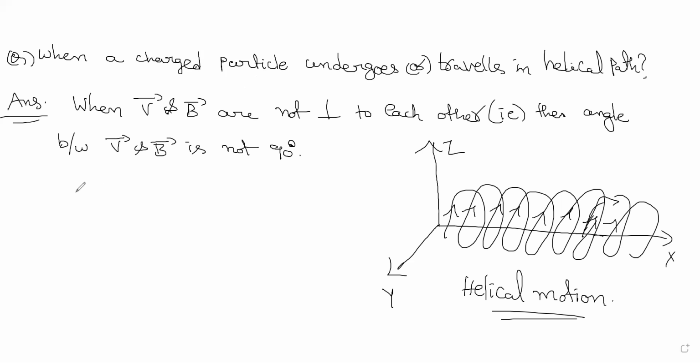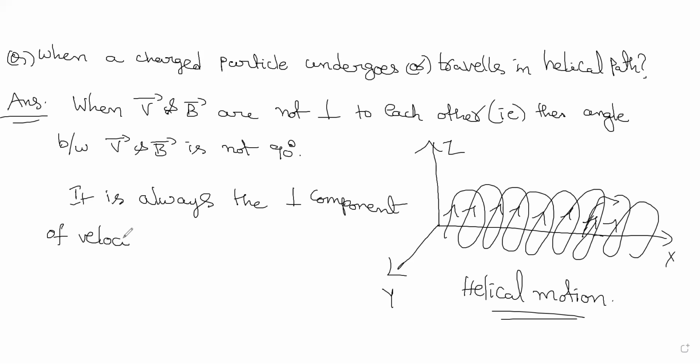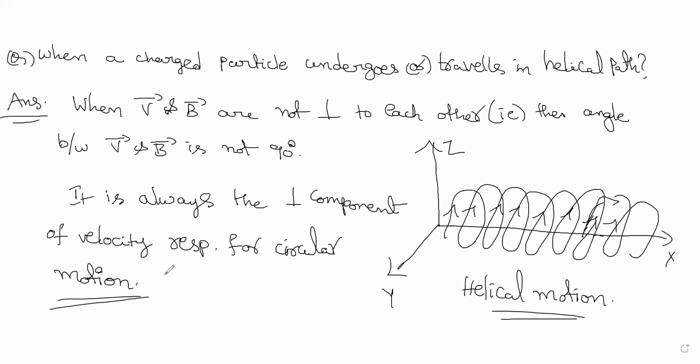Next, one more point you can note. It is always the perpendicular component of velocity responsible for circular motion. These are very, very important points. It is always the perpendicular component of velocity which is responsible for the circular motion.